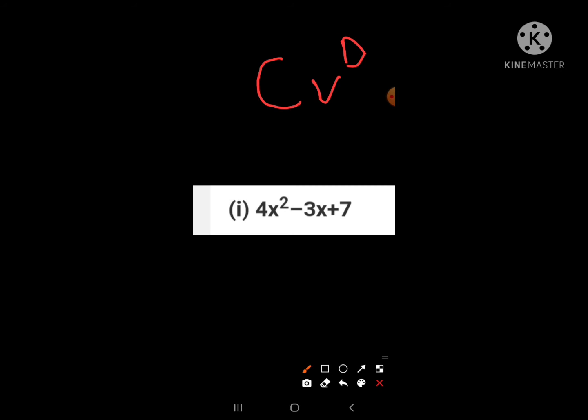Is this a polynomial? Some of you are saying yes, no, and maybe also. Now let's see. This is 4x squared, so one term, two terms, three terms. Three terms are there. Now we have to see that each must have a coefficient, variable and degree. So it has a coefficient, this is a variable, and this has a degree. That means this one term is a polynomial.